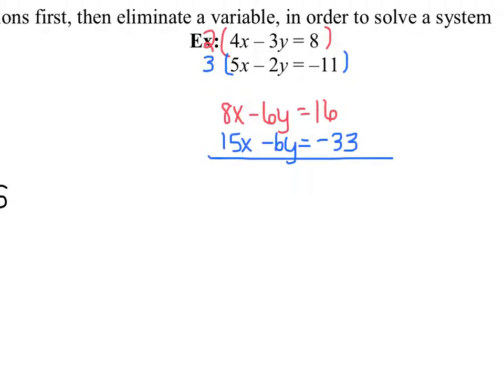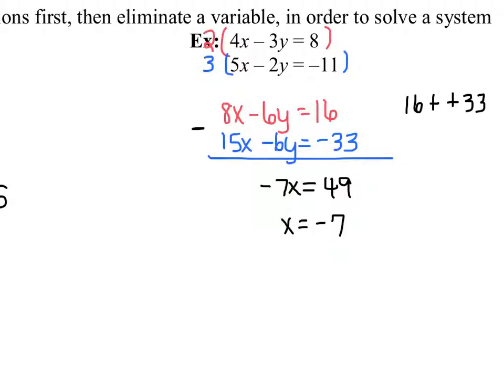And because it's negative 6 and negative 6, that means I need to subtract, because negative 6 minus negative 6 will become plus positive, which would cancel. So I'm going to subtract. So 8x minus 15x would be negative 7x. And then 16 minus negative 33 would be positive 49. So x equals negative 7.